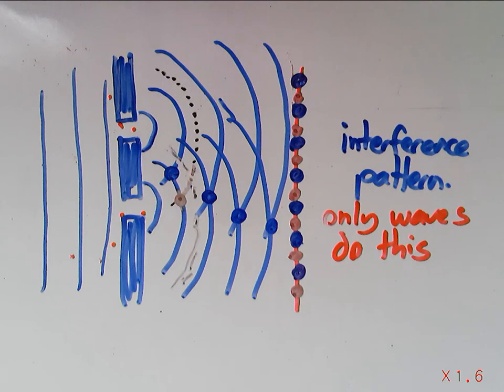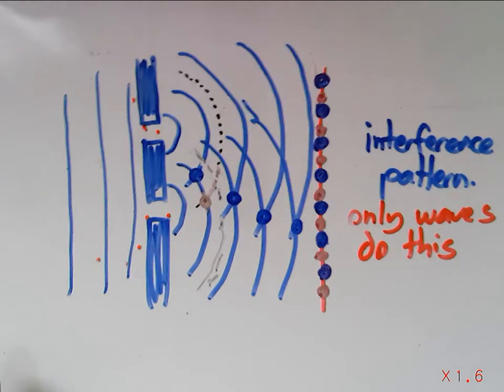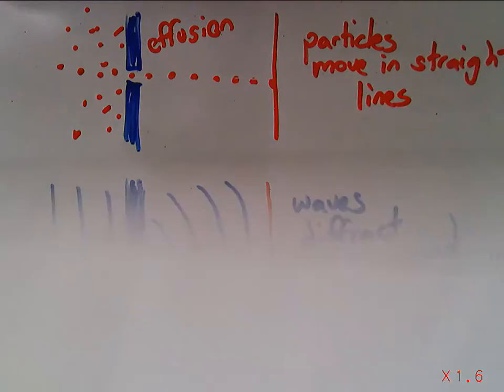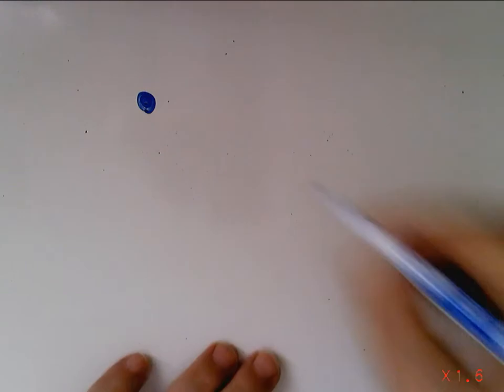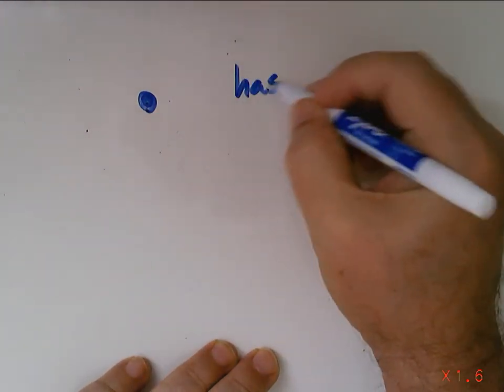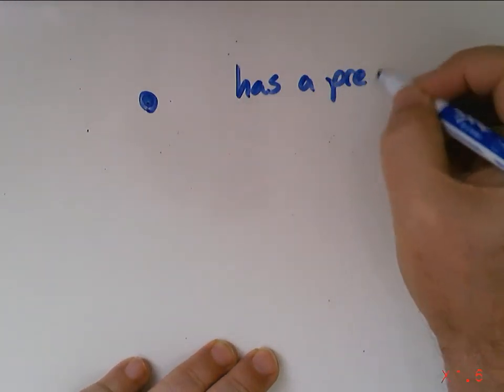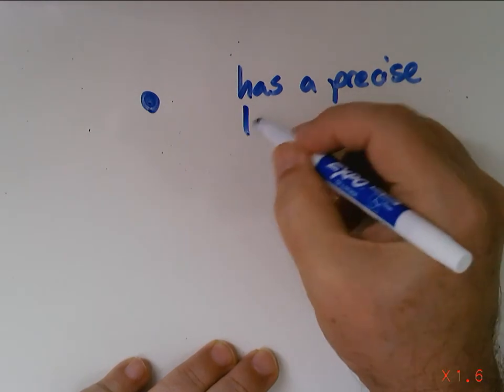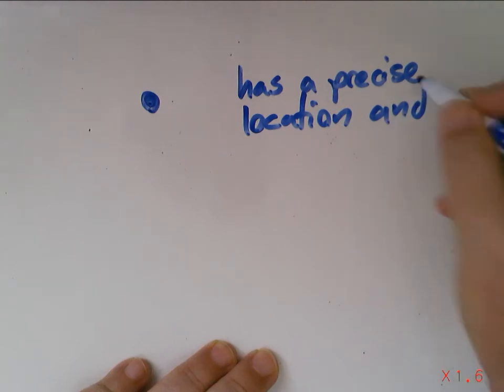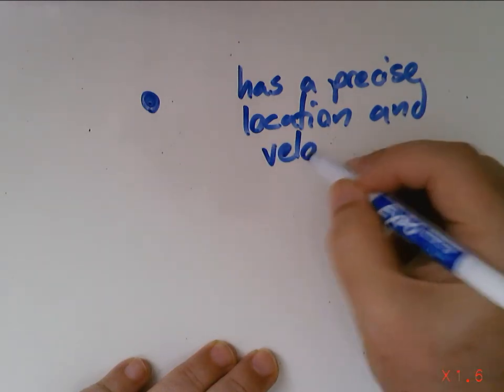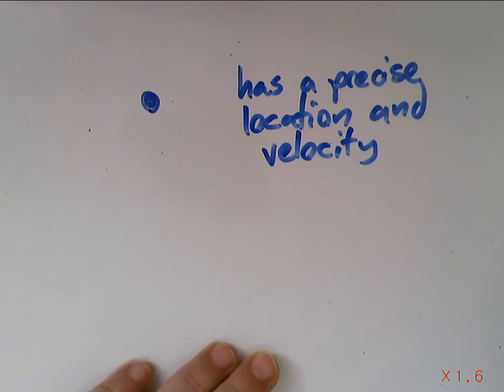Now, one more big difference between waves and particles is that if you look at a particle, it's a tiny little thing like a bead or something. So there's the particle. It has a precise location. You can tell where it is. And it also has a velocity that you could measure. You can measure its speed, no problem.